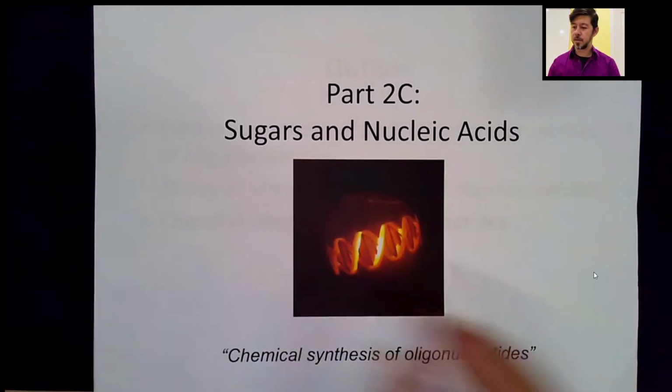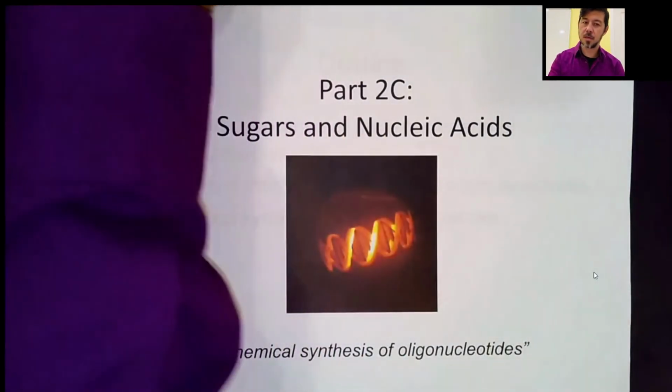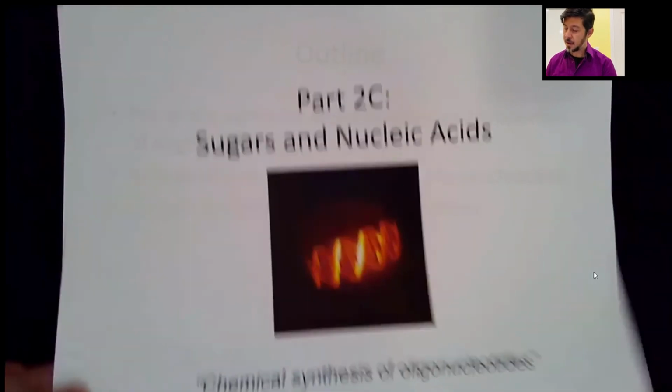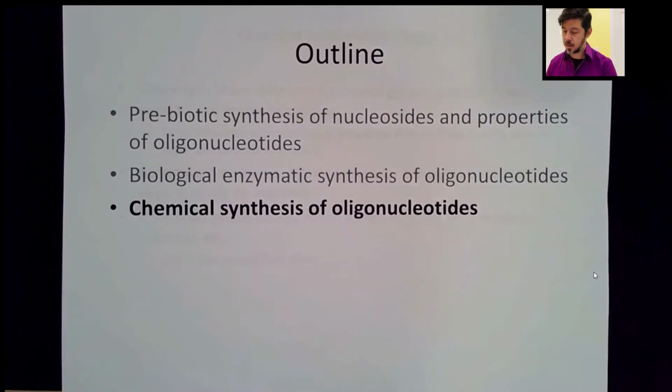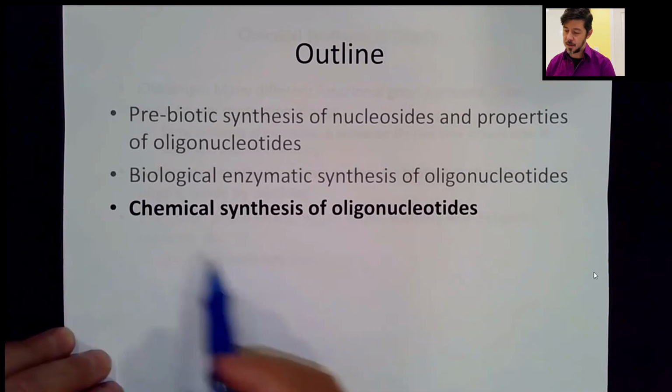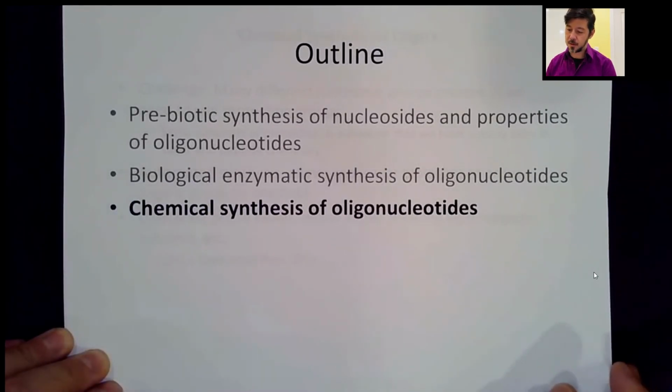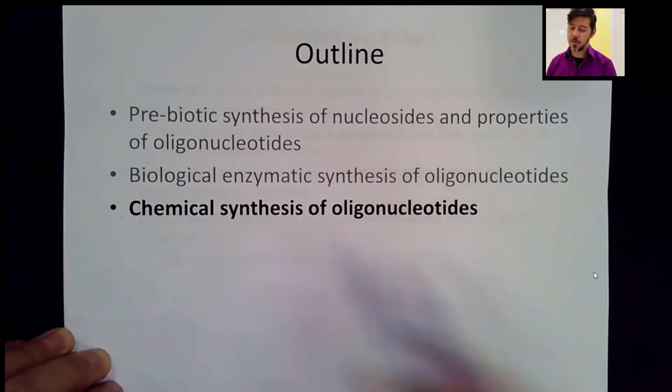Okay, hello everyone, and welcome to part 2C of sugars and nucleic acids. Today we're going to talk about the chemical synthesis of oligonucleotides. So this is part C. We just talked about biological synthesis, and now we're going to think about the chemical synthesis.